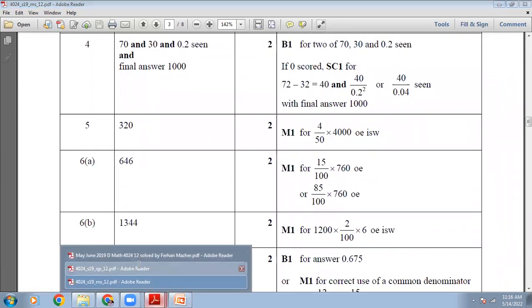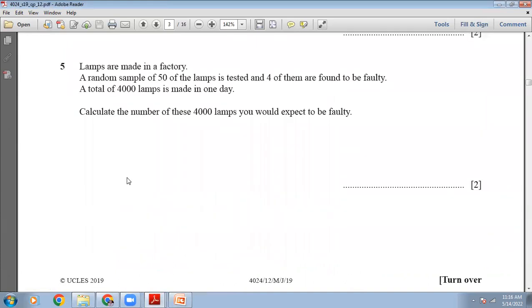Okay, so we are going to the next question. The next question is question number 5. He says, lamps are made in a factory. A random sample of 50 of the lamps is tested and 4 of them are found to be faulty. A total of 4,000 lamps is made in one day. Calculate the number of these lamps you would expect to be faulty. Out of 50, 4 are faulty. So out of 4,000, how many will be faulty?